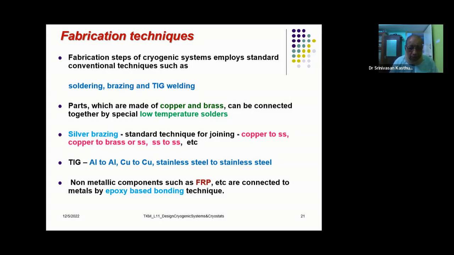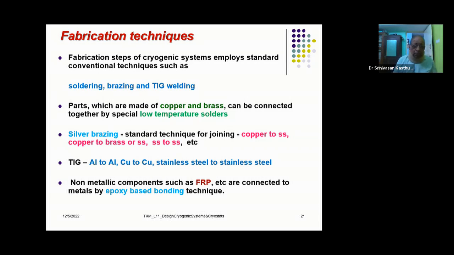You can use silver brazing, which is one of the standard techniques for joining copper to stainless steel, copper to brass, or stainless steel to stainless steel. This is one of the important methods. You can also use TIG welding. TIG means tungsten inert gas welding. This is useful for joining aluminum to aluminum, copper to copper, stainless steel to stainless steel, etc. These are the different fabrication procedures which are used.